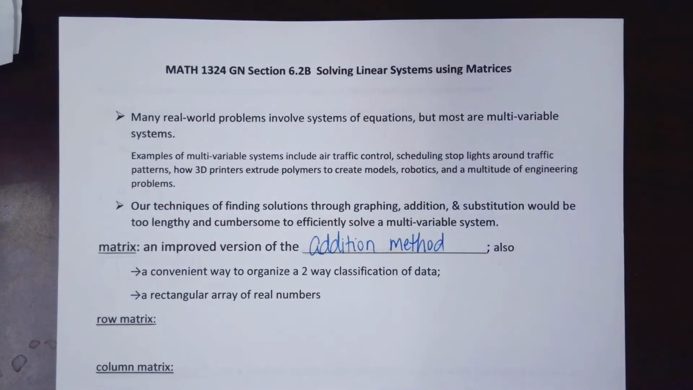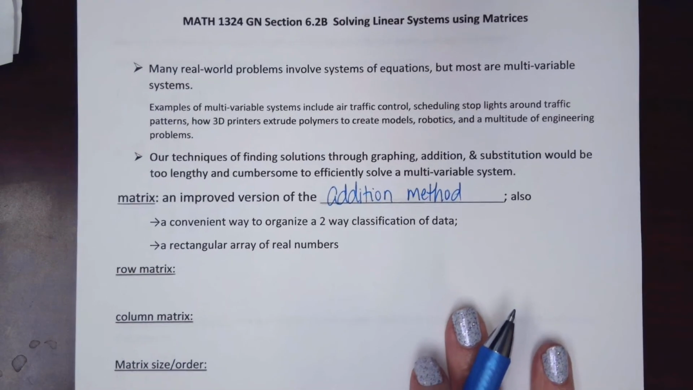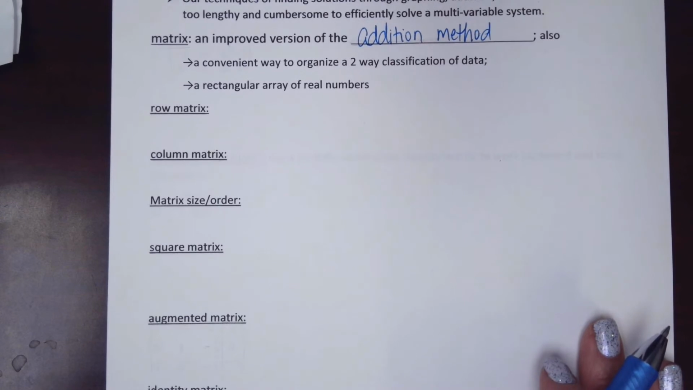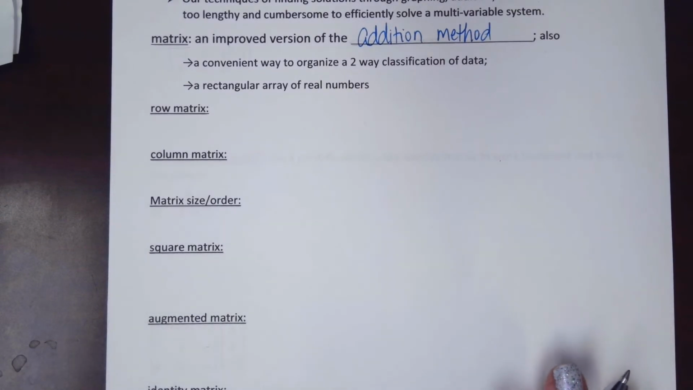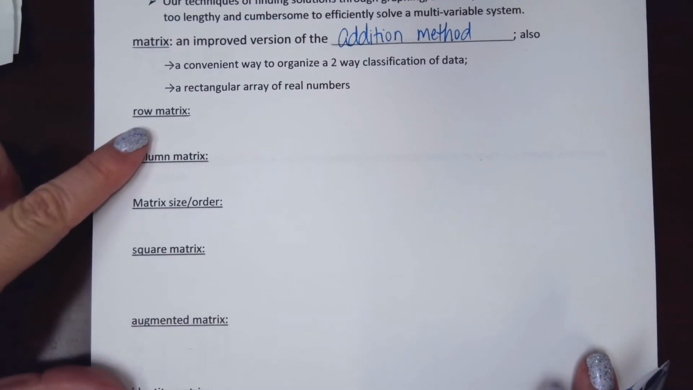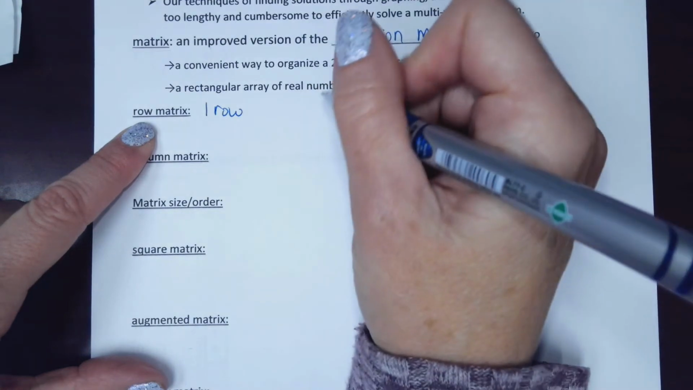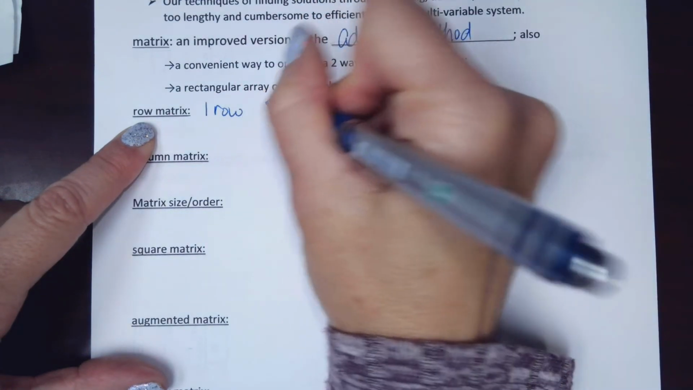When we set up a matrix, we organize our numbers, just the coefficients and the constants, into a rectangular array. We don't include the variables within the matrix. Now, this first page really just gives us some definitions and some basics with what matrices look like. A row matrix is going to be a single row, and rows go left to right.